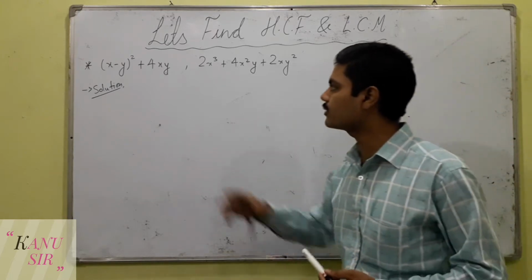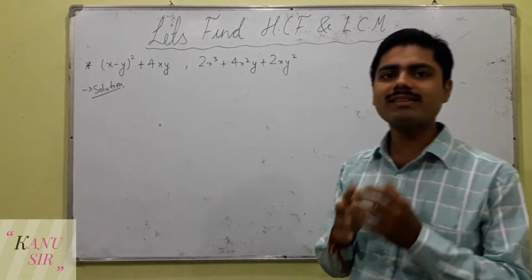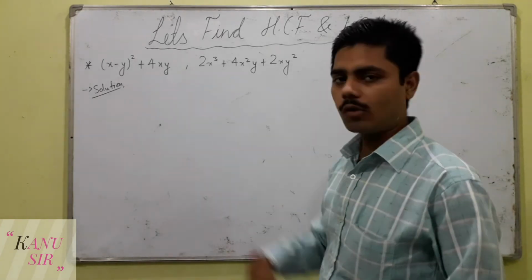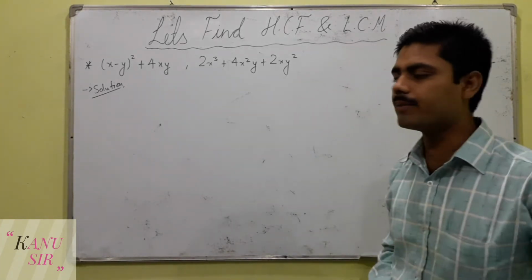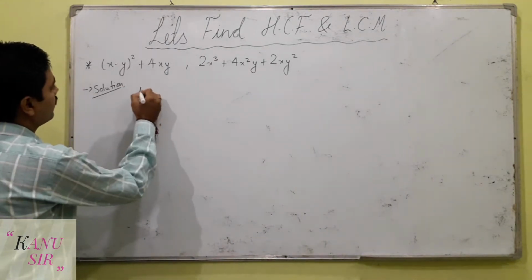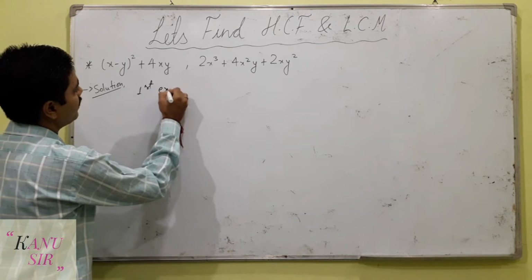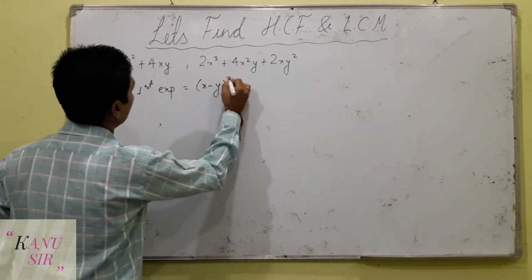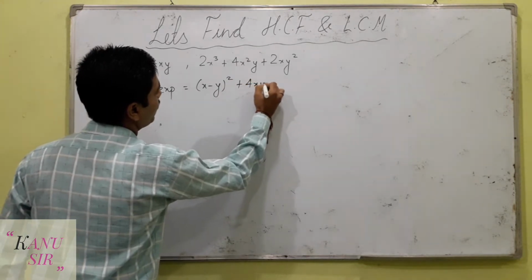And now I am getting some difficult questions which students can't easily find the solution of. So let's solve the question directly without wasting any more time. The first expression given in the question, I'll write it in short as exp, is x minus y whole square plus 4xy.